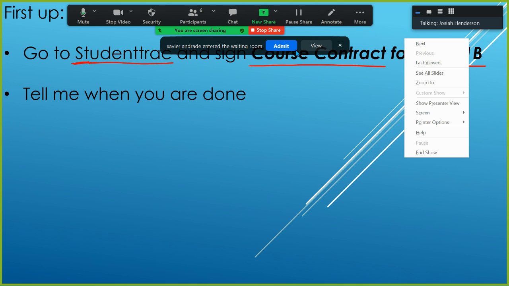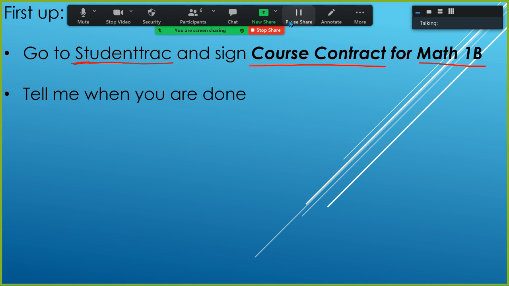So that way we can get to our mastery test, and I want to do that together. So that way, if you guys have questions, we can do it together. Okay.